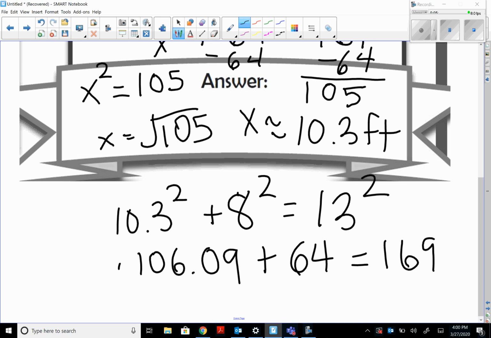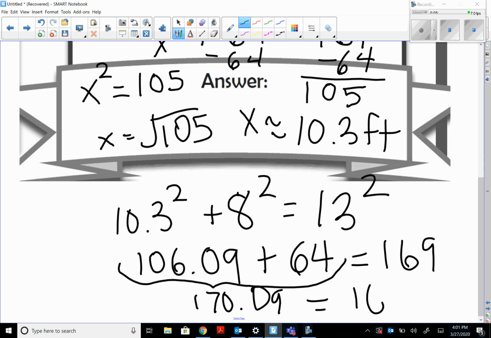So when I add 106.09 plus 64, I should get something pretty darn close to 169. So 106.09 plus 64, I got 170.09. And again, it's not exact because of that rounding above, but it verifies.